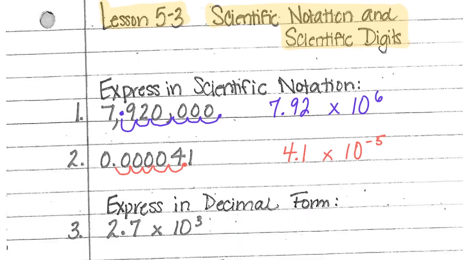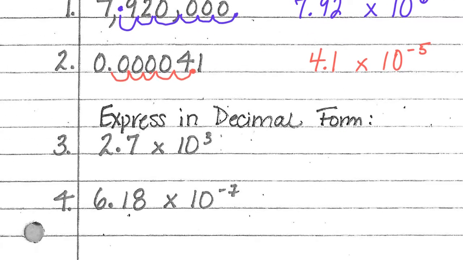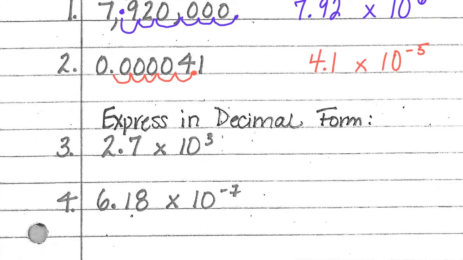All right, let's express these in decimal form. So the first one is asking us to express 2.7 times 10 to the 3rd. So we need to move this 1, 2, 3. So I'm going to move that. I like to fill in a 0 so I can see it. That's just 2,700.